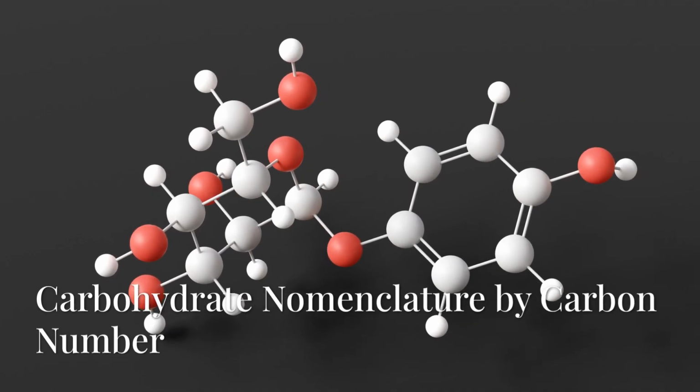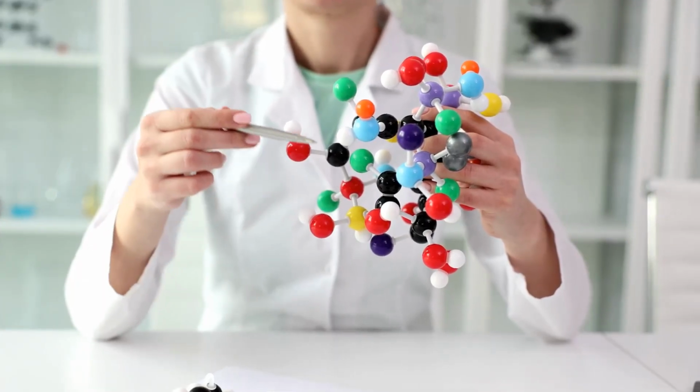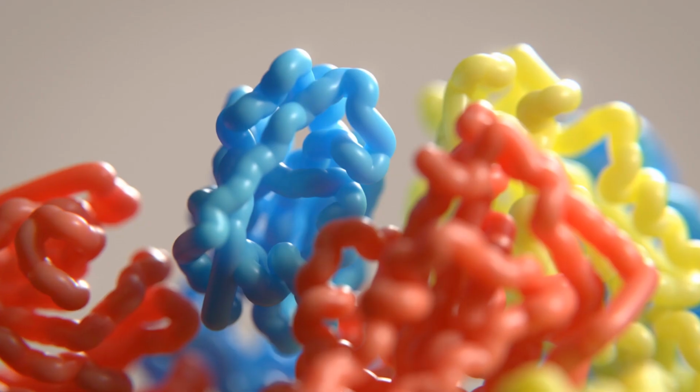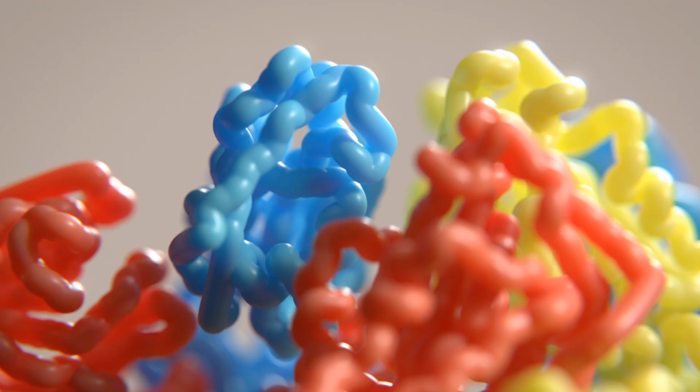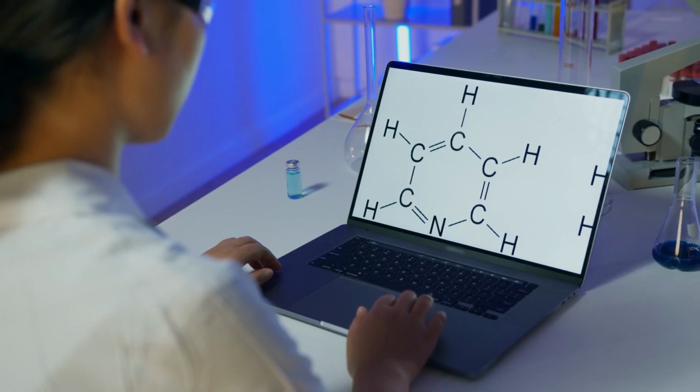Carbohydrate nomenclature by carbon number. Carbohydrate nomenclature often begins with the number of carbon atoms in the molecule. A 3-carbon carbohydrate is called a triose, a 5-carbon carbohydrate is a pentose, and a 6-carbon carbohydrate is a hexose.